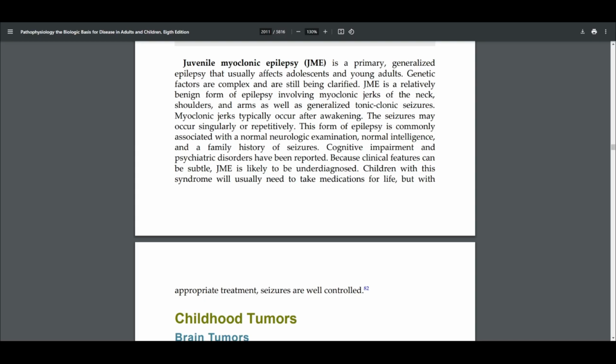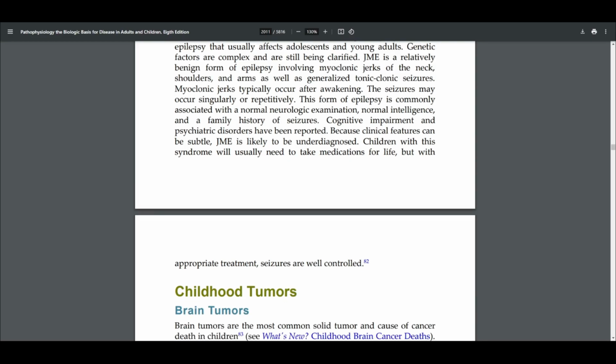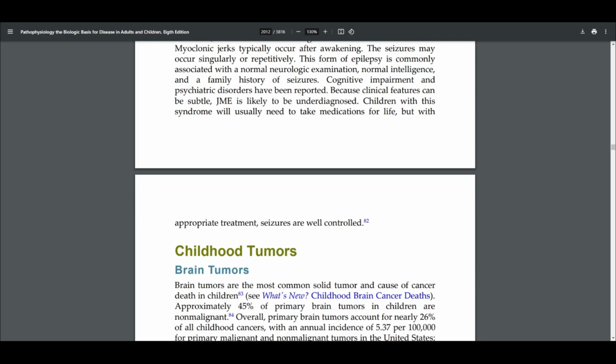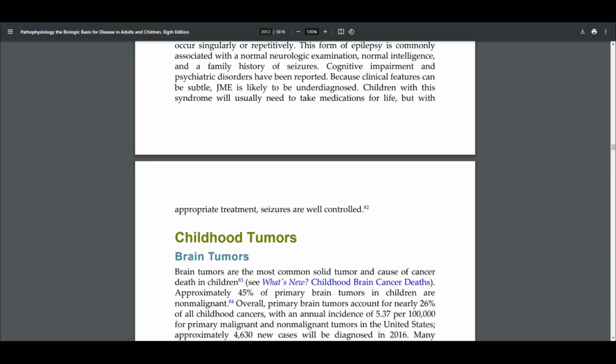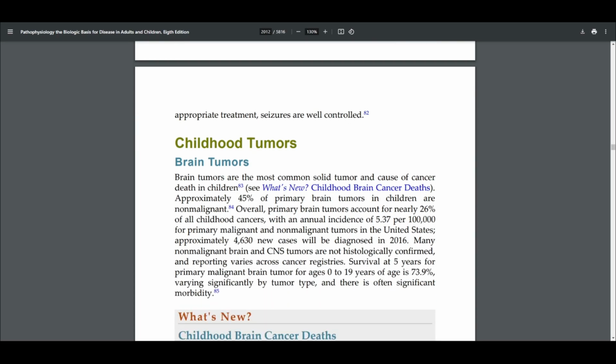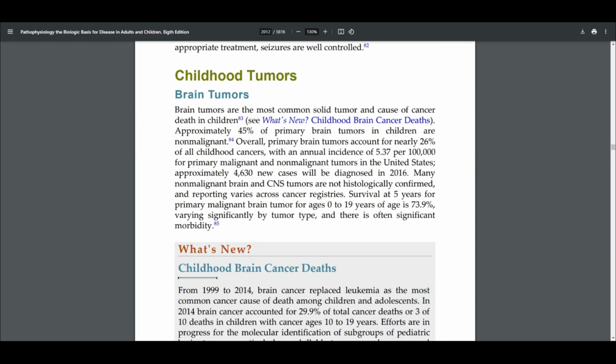The seizures may occur singularly or repetitively. This form of epilepsy is common, associated with a normal neurologic exam, normal intelligence, and family history of seizures. Cognitive impairment and psychiatric disorders have been reported. Because clinical features can be subtle, JME is likely to be underdiagnosed. Children with this syndrome will usually need to take medication for life, but with appropriate treatment, seizures are well controlled.